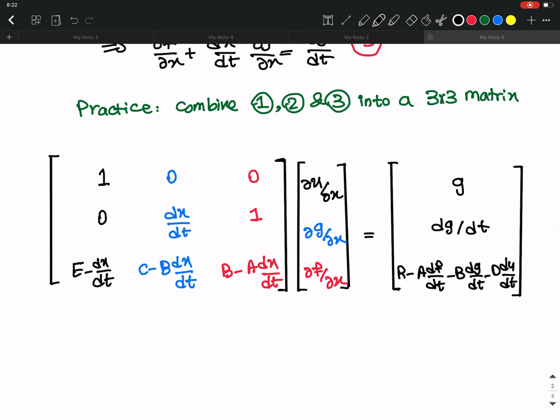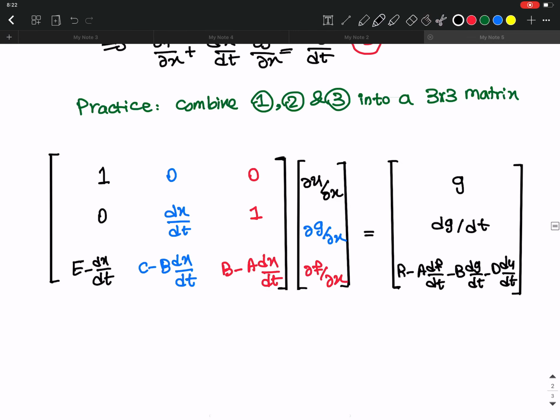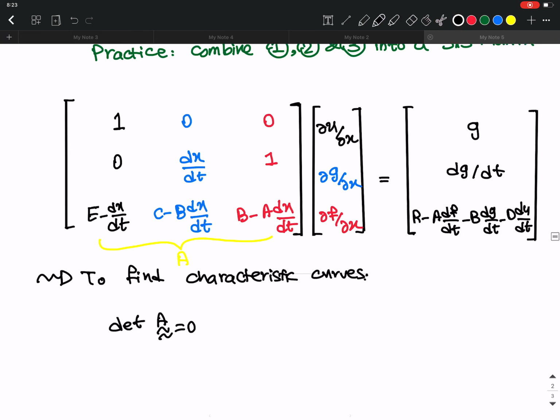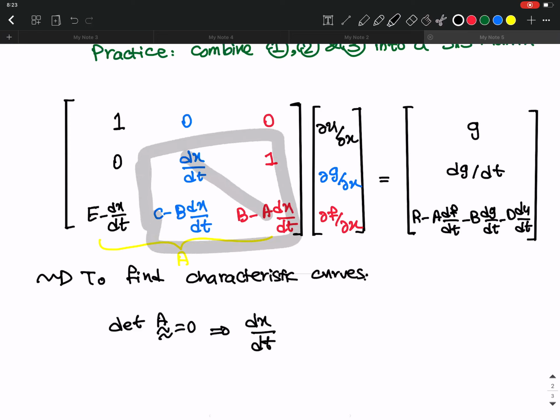And I have it by combining equations 1, 2, and 3. And so to find characteristic curves, we set the determinant of this matrix to 0. Okay, so if this matrix is A, we just set the determinant of this matrix to 0. And if we do that, what we are going to get is this. So you can calculate the determinant of this matrix. It's going to be dx dt. So you're going to have this term, right? Just for those who don't remember, these are the things you need to remember. So we are going to multiply these two terms and then subtract this.